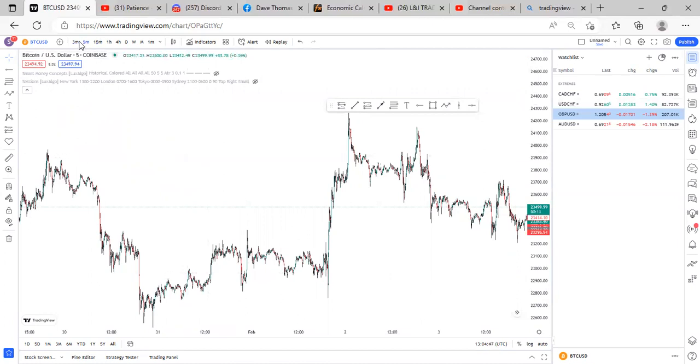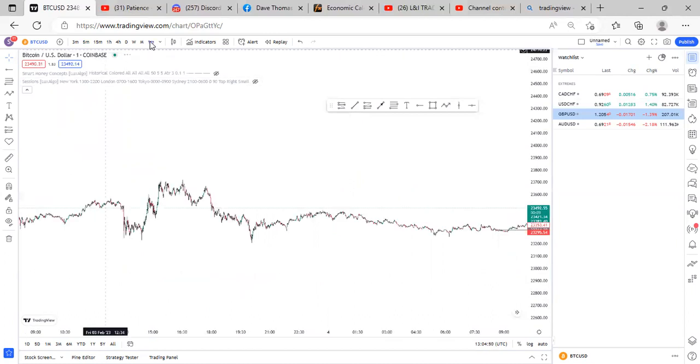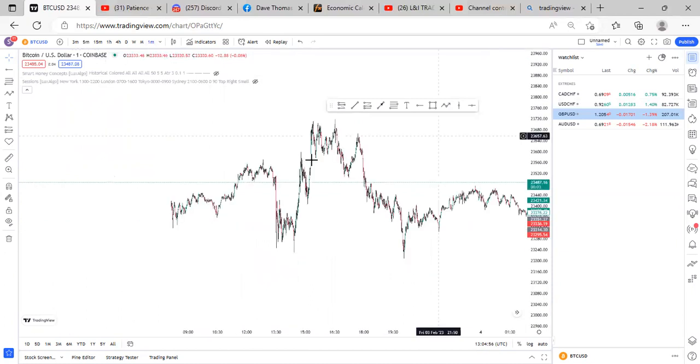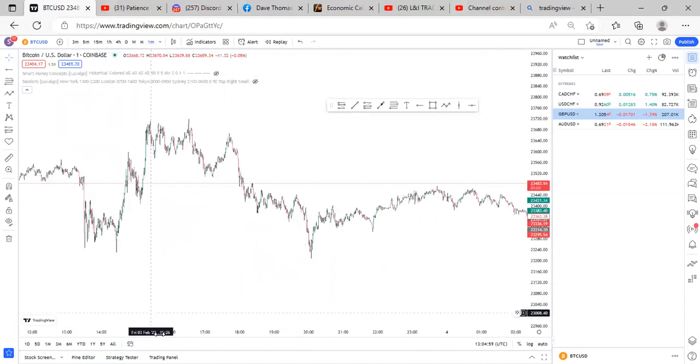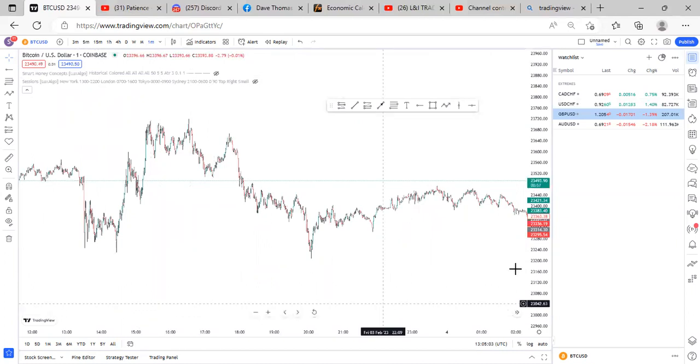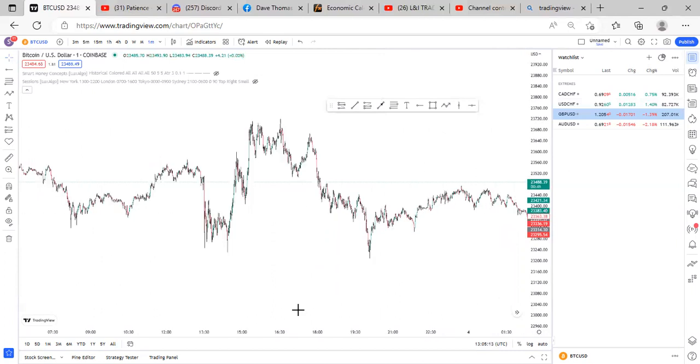And then these are your time frames. Each one of these will represent one candle. So on a 1 minute chart, each candle will represent 1 minute of trading for that day. Along the bottom, it gives you your times and dates, and that gives you a price of where it's sat now. At the moment, it's sat at 23,000, nearly £500 a coin. But you don't need to worry about any of that.